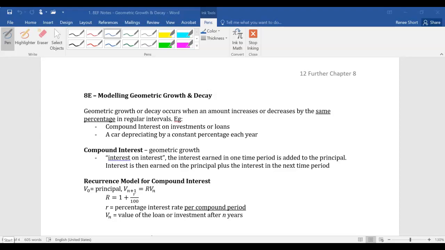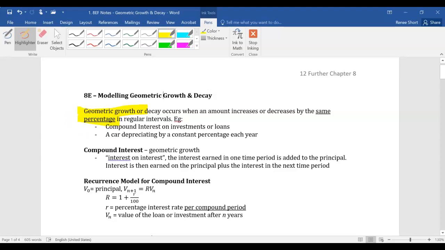Hi again, so this video now is on 8E, looking at modelling geometric growth and decay. Remember 8C, we were looking at linear growth and decay, so that's when the growth was occurring in a straight line because the same amount was added on. But this time, geometric growth or decay occurs when an amount increases or decreases by the same percentage in regular intervals. So it means that the amount will change because it's increasing at a percentage rate.